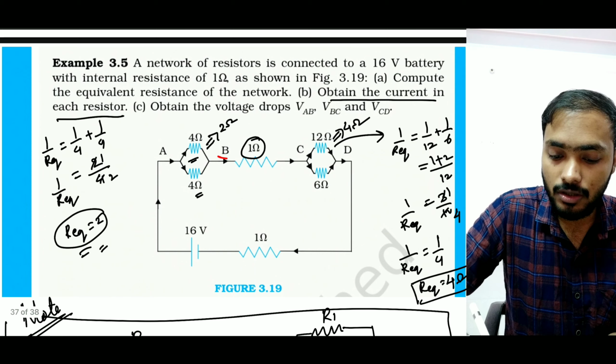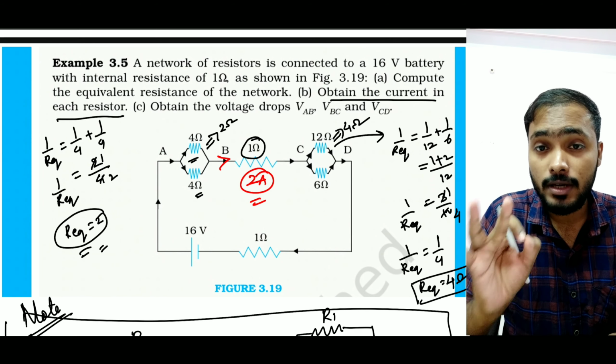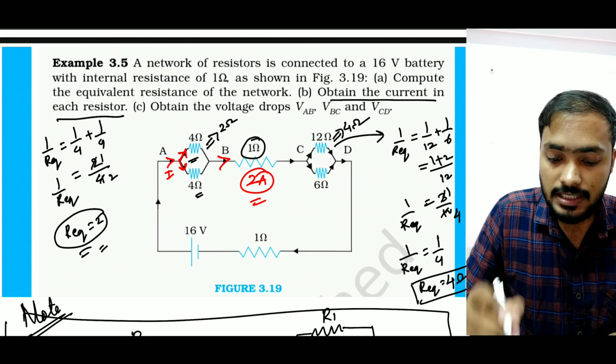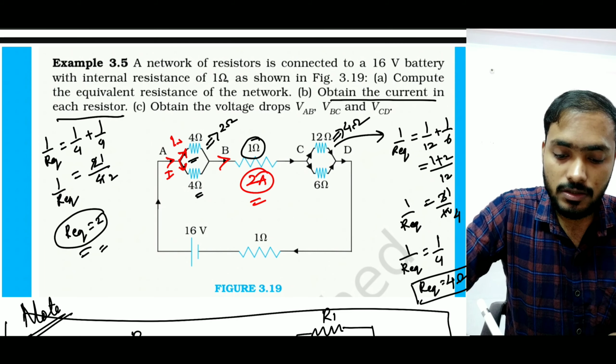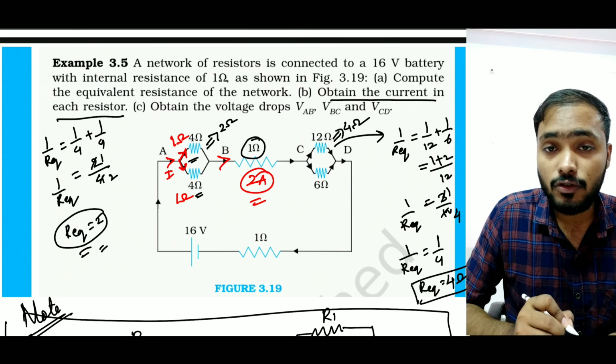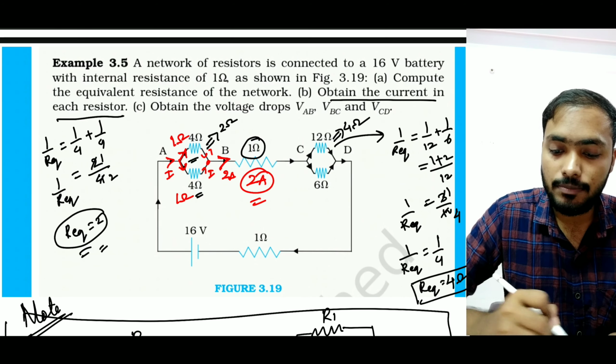So one thing is very sure, that your 2 ampere current is flowing through your 1 ohm resistor, right? And also we got to know that your current I will be divided equally here, right? So obviously 2 ampere current is flowing. So from your 4 ohm resistor 1 ampere will go, and from your next 4 ohm resistor 1 ampere will go, and again 1 ampere and 1 ampere will combine here to become 2 ampere here, right?